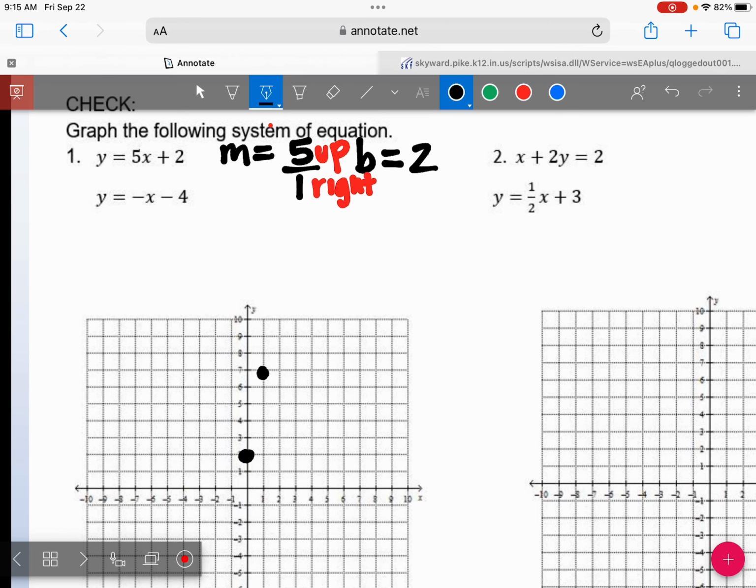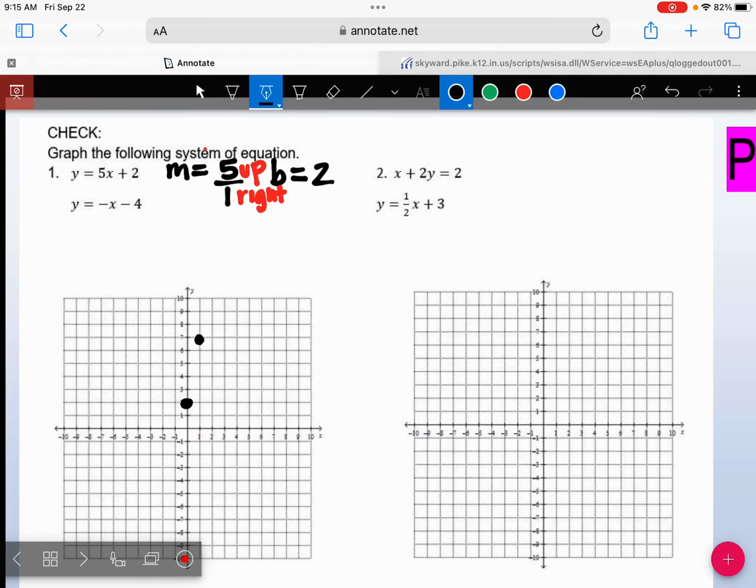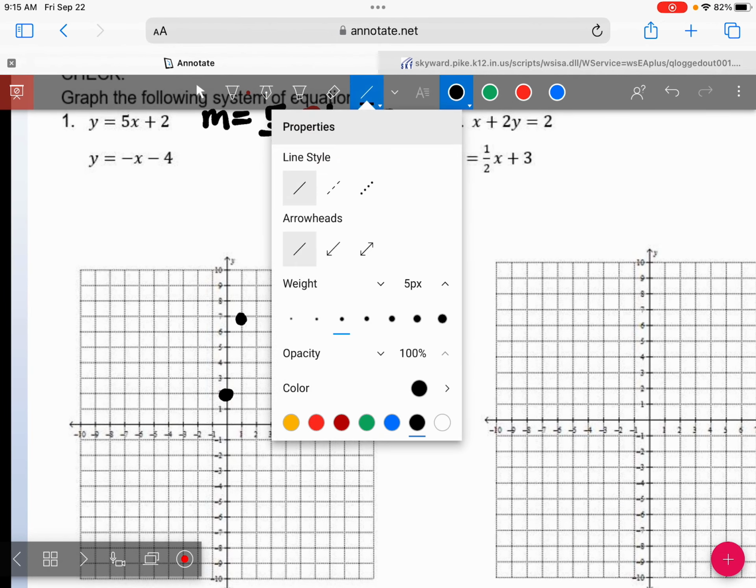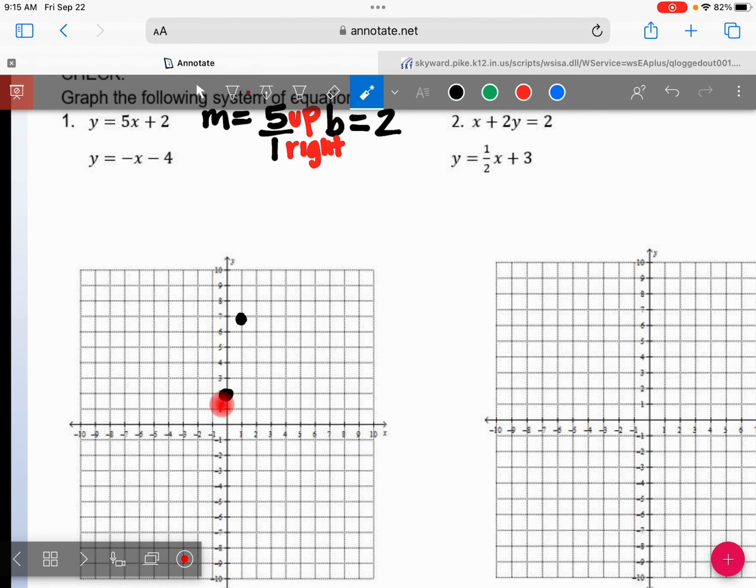And because I want to put one more, I'm going to actually go backwards. I'm going to go back to my y-intercept and do the opposite. Instead of going up and to the right, I'm going to go down and to the left. So I'm going to go down 5. 1, 2, 3, 4, 5. To the left 1 and put a point right there.